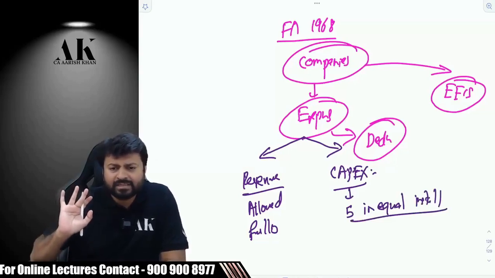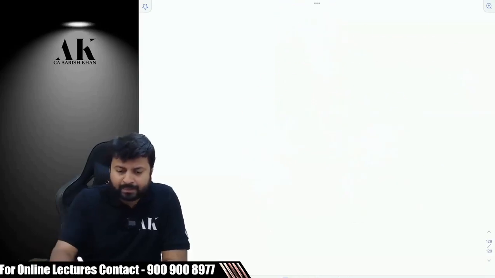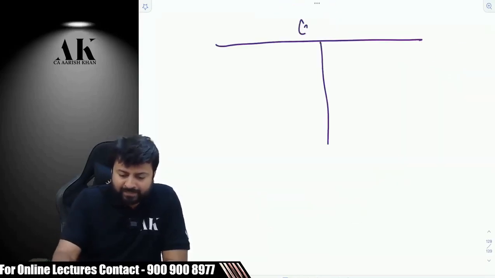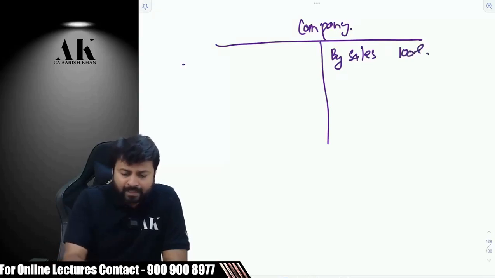Is it clear? One more thing. Let me tell you. Suppose now this is the P&L of a company, because this deduction is only available to companies. It's not available to others, right? Now suppose there are sales of the company of 100 lakhs, okay? And there is an expense of the company of around say 120 lakhs, okay?